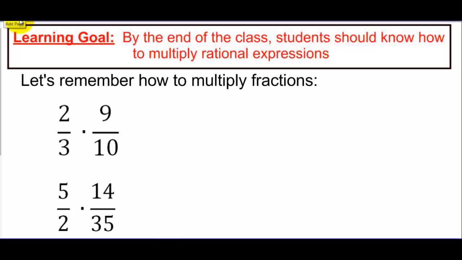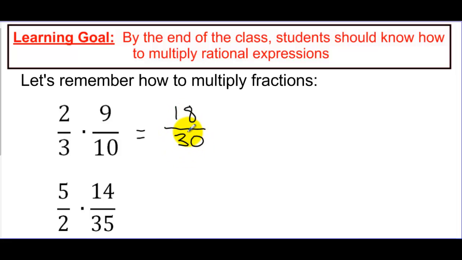Okay, so here's some regular fraction solving. We want to go back and remember how to just multiply fractions. Okay, so if it says 2/3 times 9/10, the way that we multiply fractions is we just multiply across the top. We'd say 2 times 9 is 18. We'd say 3 times 10 across the bottom gives me 30.